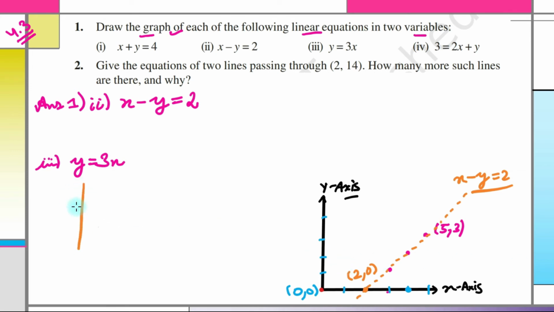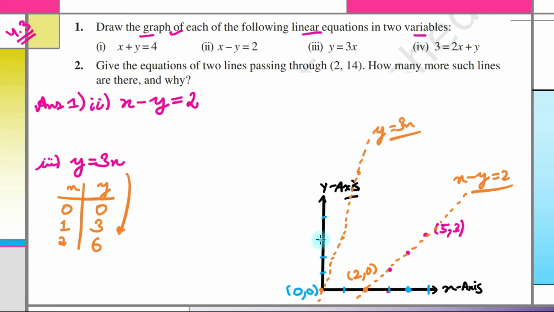Here, if we put the values of x as 0, 1 and 2, the value of y would be 0 into 3, which is 0, 1 into 3, which is 3, and 2 into 3, which is 6 if you substitute here. If you plot these points, (0, 0), (1, 3), and (2, 6) would be somewhere here. So my friends, the graph of y equals 3x would look something like this, a straight line, like this. That was the third part. And my friends, the fourth part, I will also solve real quick.